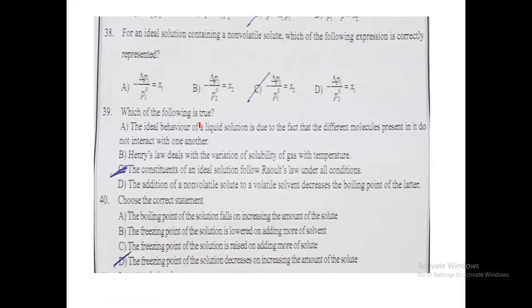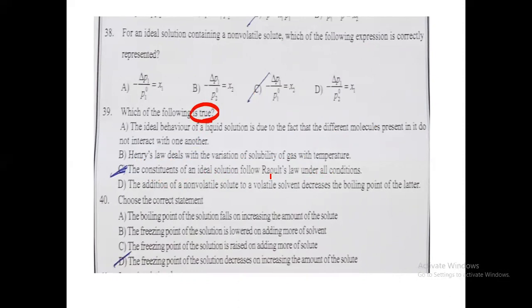Next, which of the following is true? They asked. The ideal behavior of a liquid solution is due to the fact that the different molecules present in it do not interact with one another. It is not the true condition here. And Henry's law deals with the variation of solubility of a gas with temperature. No, it deals with pressure. And the constituents of an ideal solution follow Raoult's law under all conditions. Okay, so which is true, they asked here.